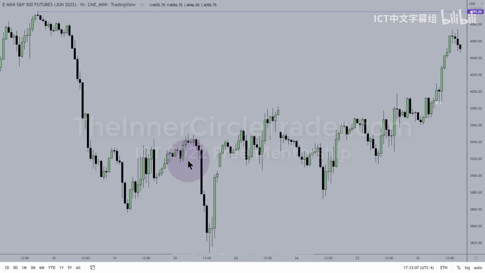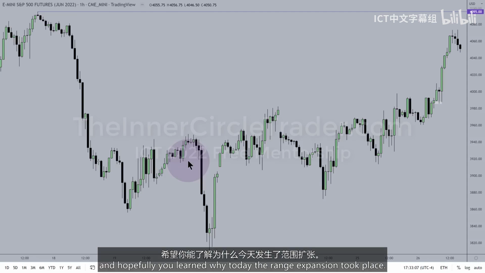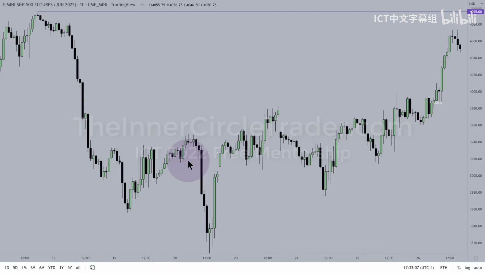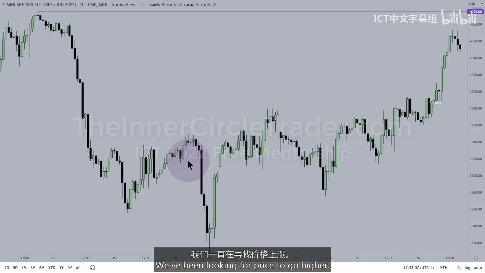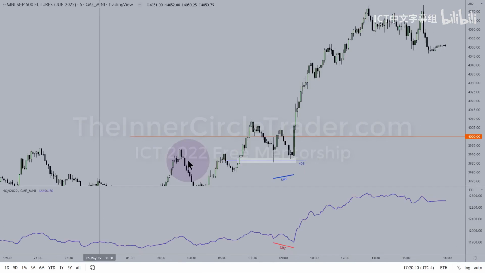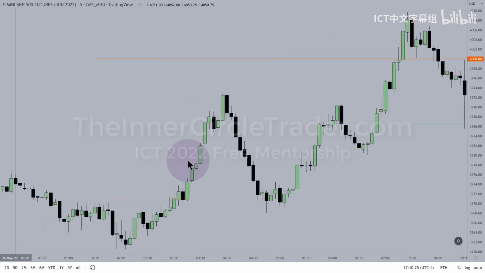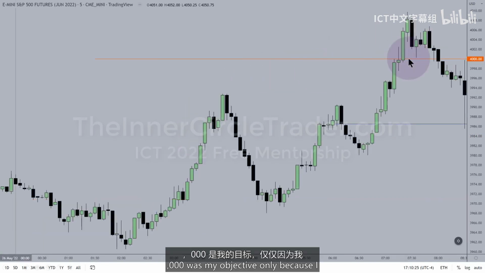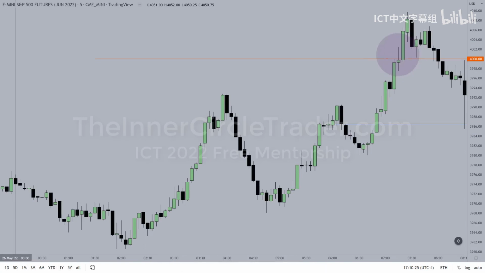So if you found this one insightful, hopefully you learned why the range expansion took place today. Why was it not a short? We've been bullish. We've been looking for prices to go higher. And just for clarity, let me go back up. $4,000 was my objective only because I mentioned 4,000 during the commentaries this week. So when I was talking to you in lectures, I called this level. I wanted to give you a point of entry and then the target hitting it.